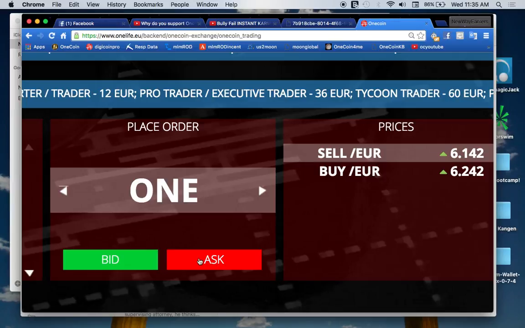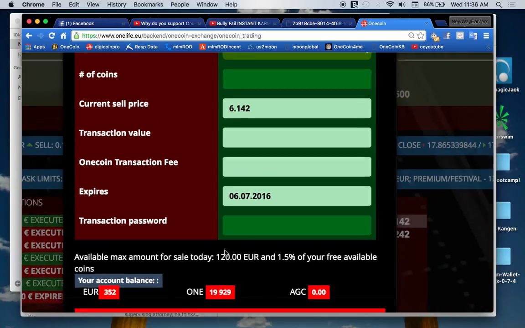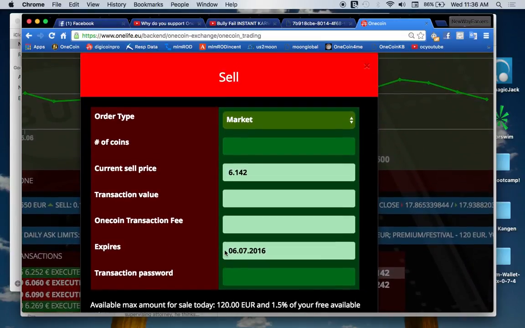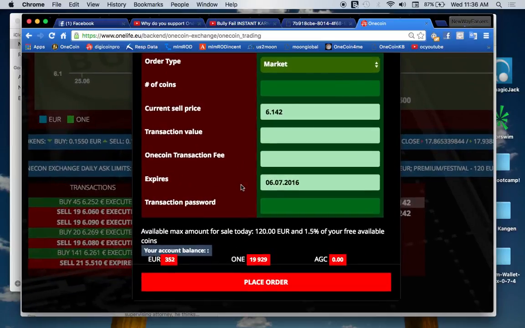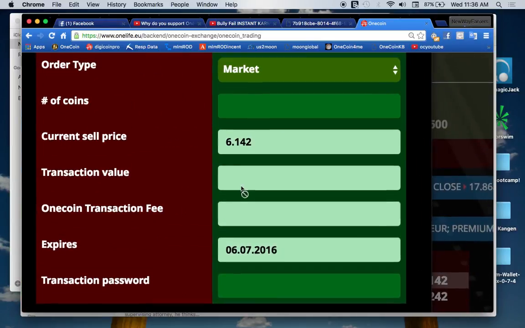So for this limit sale that I'm talking about, you're going to hit ask. If you want to buy coins, you're going to hit bid. So I'm going to hit ask for this particular example. And you'll see that this new box comes up. It'll look like this on a full screen, but I'm zoomed in to show you guys.